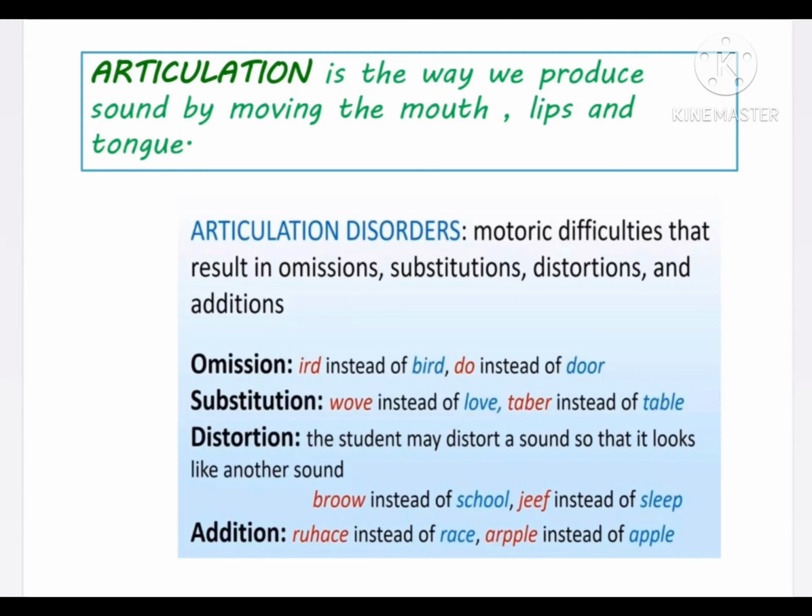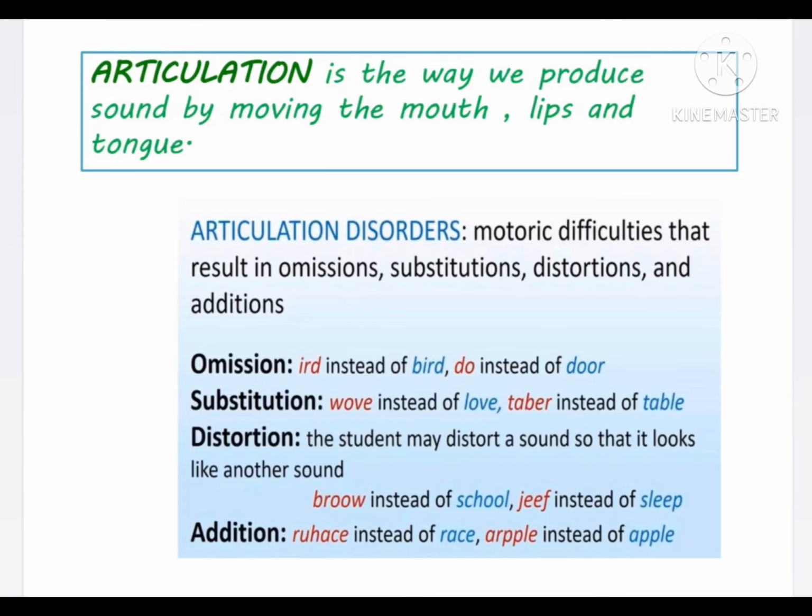Articulation is the way we produce sound by moving the mouth, lips, and tongue. The way we say b is by building up air in our mouth and putting our lips together, or the way we say k is by raising the back of our tongue and releasing the air. Articulation disorders are motoric difficulties that result in omissions, substitutions, distortions, and additions.